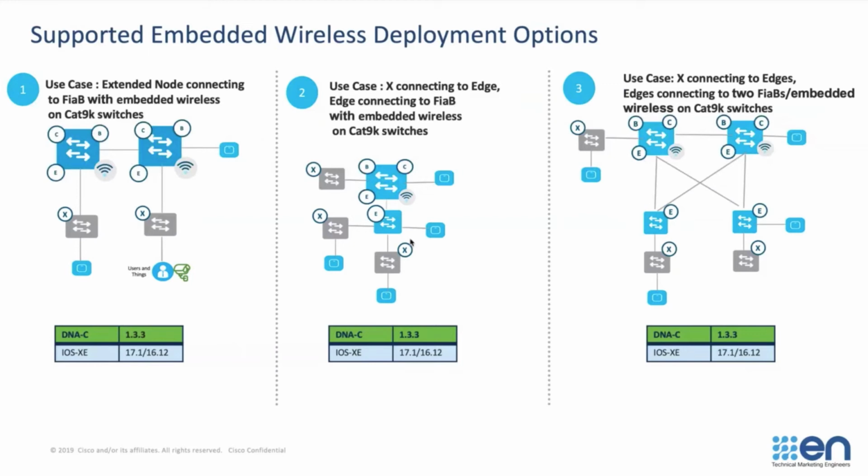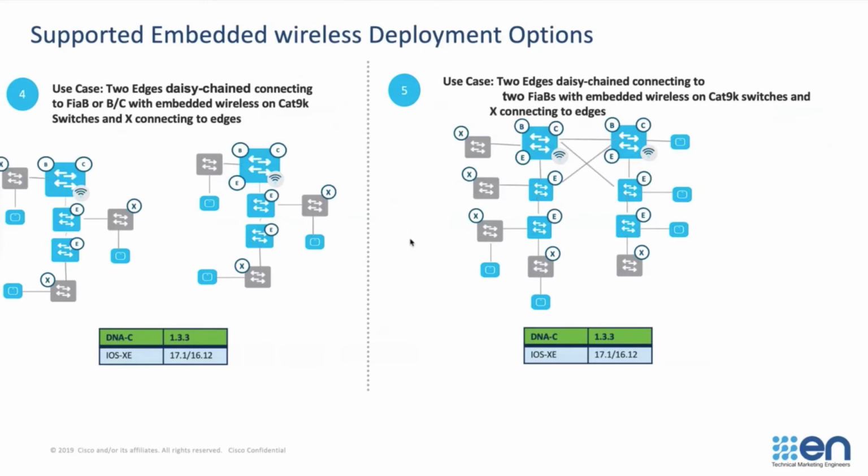And with the latest 1.3.3, we also started supporting the daisy chaining of the Fabric enabled wireless, which contains all the border, edge, control and wireless controller functionality. Along with that, we have daisy chaining of edge devices as well as the extended nodes connected to those edge devices. So these are the two options we supported with 1.3.3. And with 2.1.2.5, we supported SVL. SVL is one of the new functionalities that we can support on 9400s, 9500s, as well as 9600s.